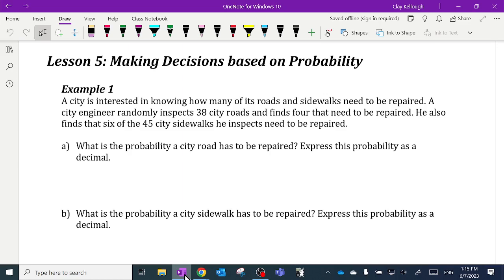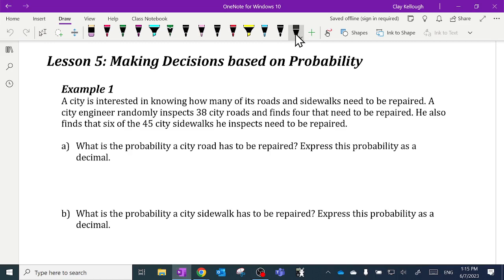Example number 1. A city is interested in knowing how many of its roads and sidewalks need to be repaired. A city engineer randomly inspects 38 city roads and finds 4 that need to be repaired. He also finds that 6 of the 45 city sidewalks he inspects need to be repaired. So, based on this historical evidence, what is the probability that a city road has to be repaired?